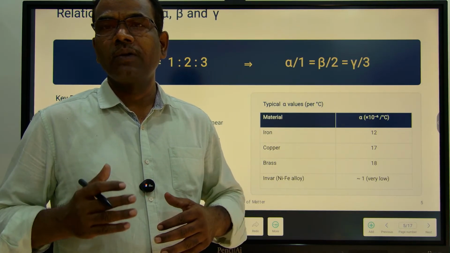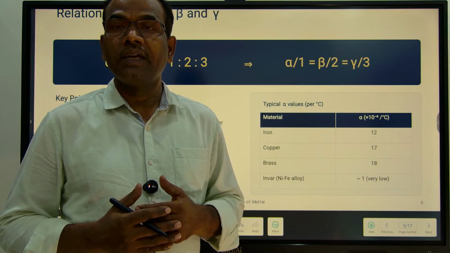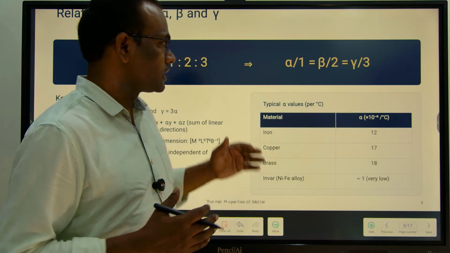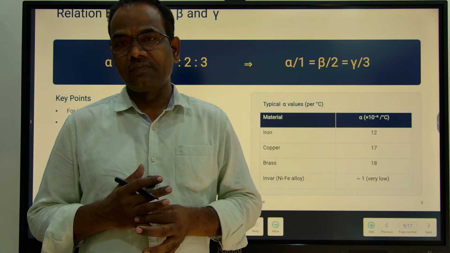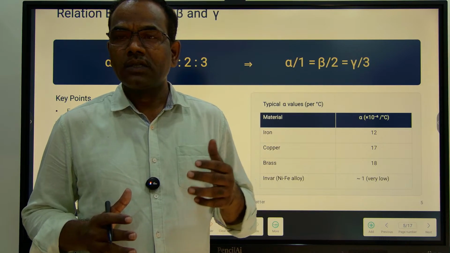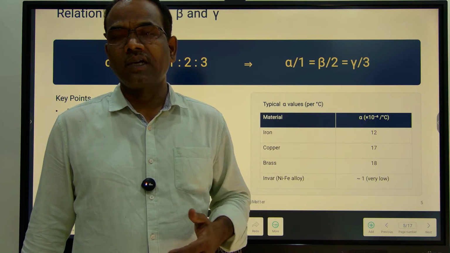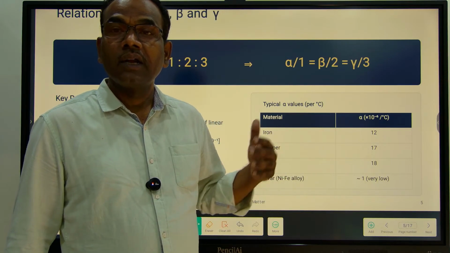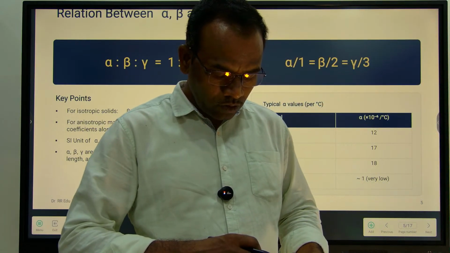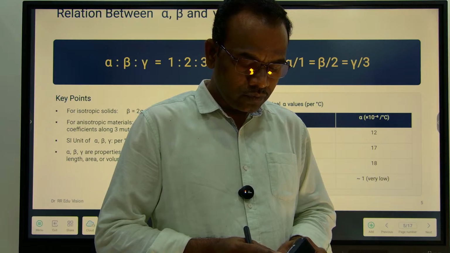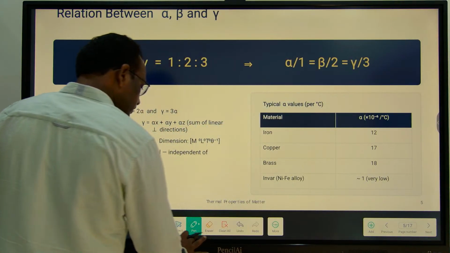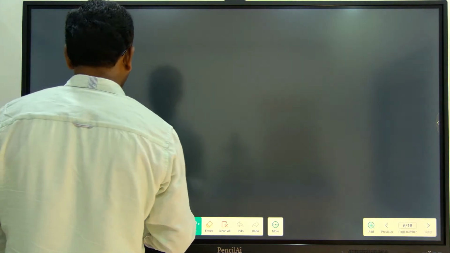Remember one important point about this: for isotropic materials, the expansion is the same in all directions. That's why we use this relation only for isotropic materials or isotropic substances. That is very important. Otherwise, in some cases, anisotropic materials also exist, and in such cases the relations are different. Once I will show the relations, just wait. Okay, I'm taking one more slide and I will show exactly.